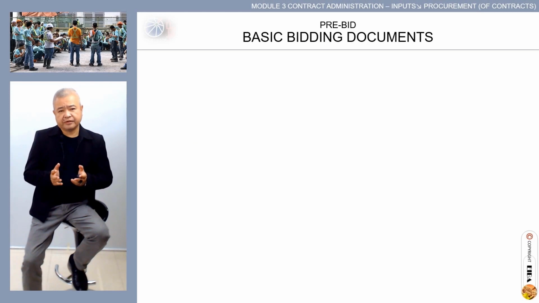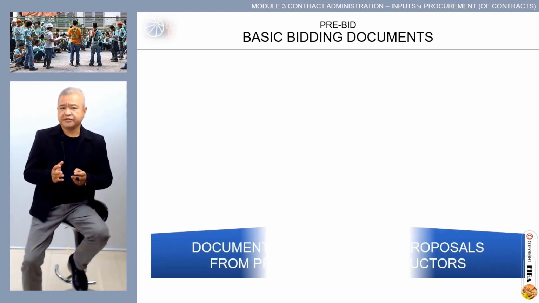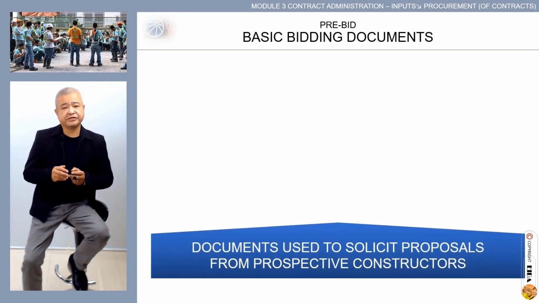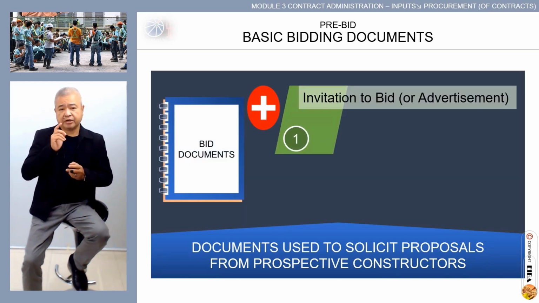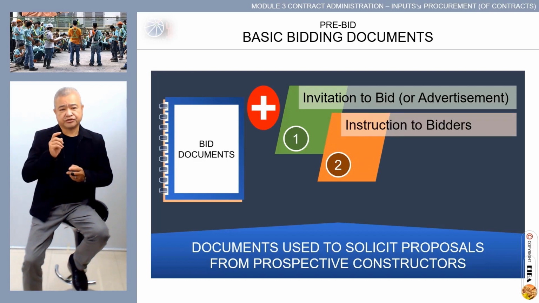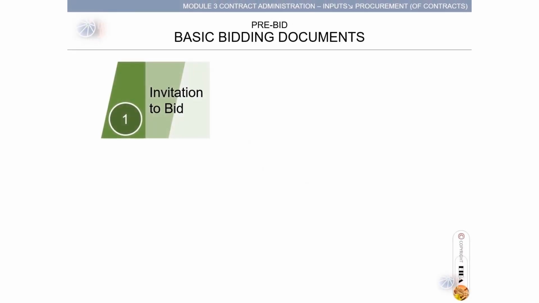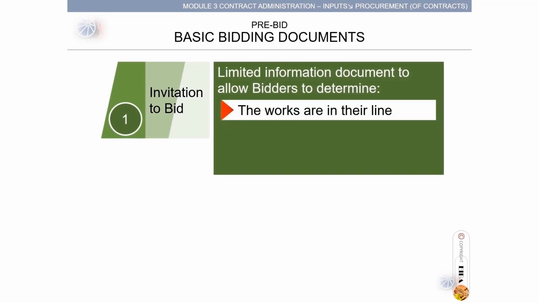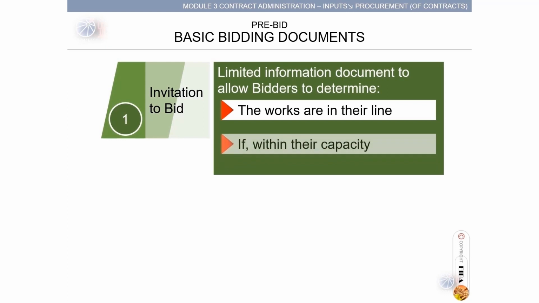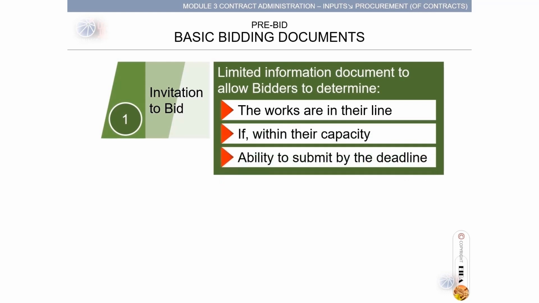Let me list down the basic bidding documents. These are documents used to solicit proposals from prospective constructors. In a bound bid document, this is supplemented with, first, the invitation to bid or advert, via formal request and electronic or print ad invitation. Second, the instruction to bidders. And third, the bid form. Invitation to bid: a limited information document to allow bidders to determine if the works are in their line, within their capacity and ability, to submit by the deadline.